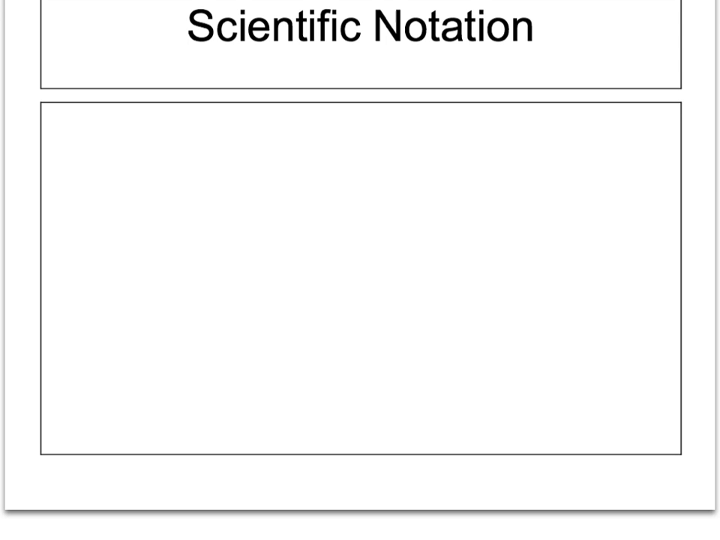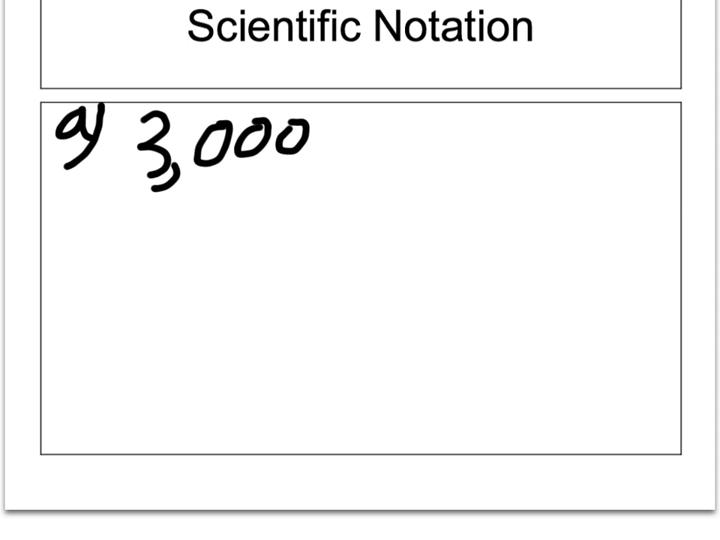This part is now scientific notation. I'm going to breeze through this because this was on your AP Physics homework, so you should know it. I'm going to do two examples. First, let's say I want to write 3,000 meters in scientific notation.